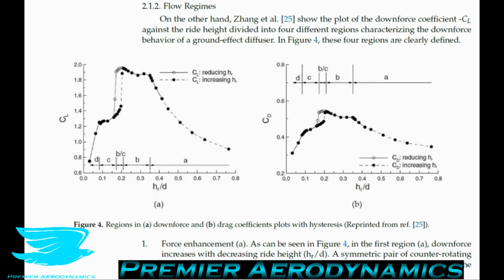If we were to lower the vehicle even more, so we go to zone C, this is where force reduction actually occurs. So if you lower the height of the vehicle even more, we start to reduce the downforce. In this stage, the symmetric vortex flow within the diffuser breaks down, and this results in a separated asymmetric flow through the diffuser, as shown in figure 6C.